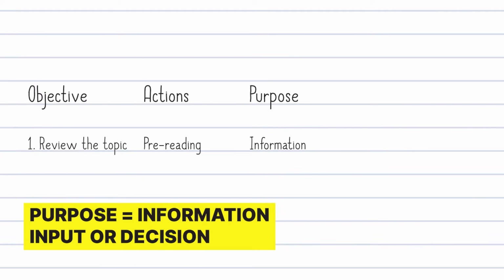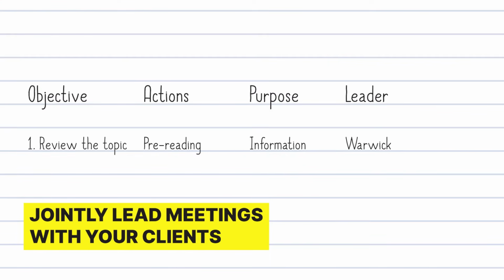Now, I just use a couple of categories, whether it's for information, whether it's for input, or whether it's for a decision. That way, participants know whether they're there to listen for that part of the agenda or they're there to contribute. Name the facilitator or leader for each agenda item. Now, particularly as an account manager, when you're building these, often you end up being the leader for everything.